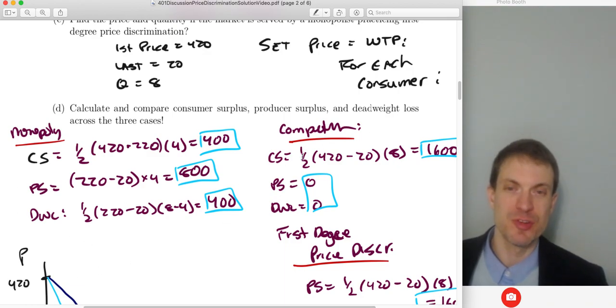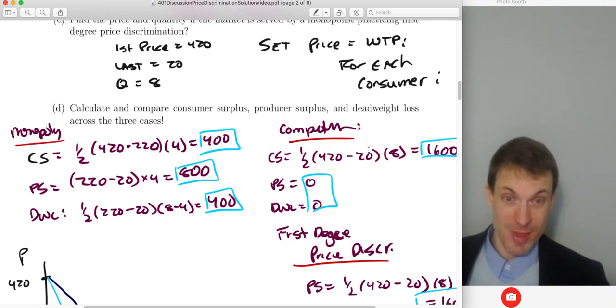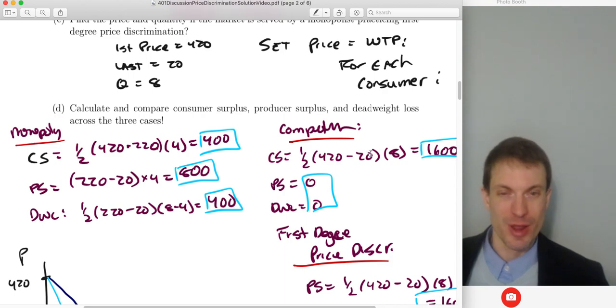So perfect competition is going to be one half times the height of the demand curve minus the price, cost. So it's going to be 400 times 8 is 3,200, divided by 2 is 1,600. There's no producer surplus and no deadweight loss with perfect competition. That's going to be the perfect competition. The competitive market maximizes total surplus.